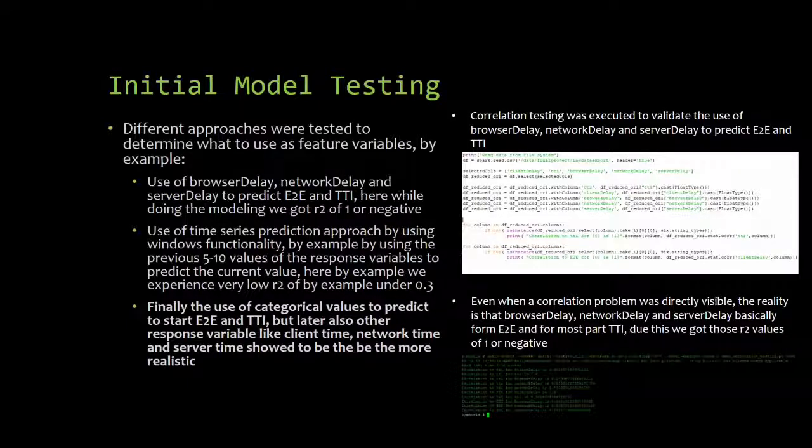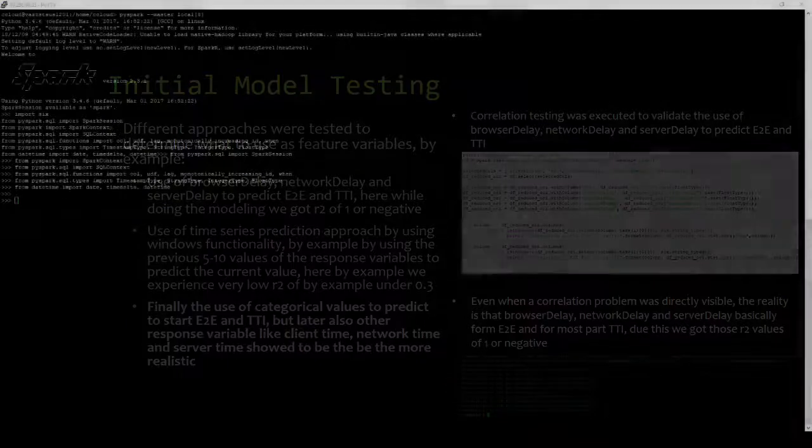Finally, the use of categorical values to predict end-to-end or time to interact, but also other response variables like client time, network time, and server time, showed to be the most realistic way to do this prediction. Now, let me give you a quick demo of the correlation testing that was executed.